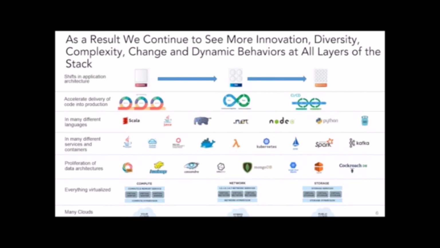And a tremendous proliferation in the services and containers and orchestration environments in which you run these applications. So things like Kubernetes and Istio and Spark and Kafka are all being deployed in order to help these applications run in production with extended functionality more efficiently.